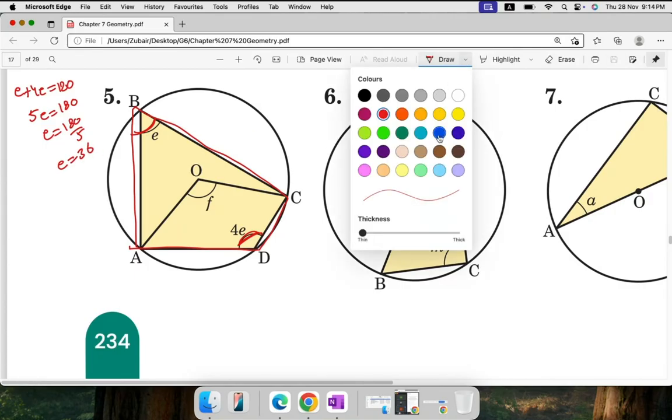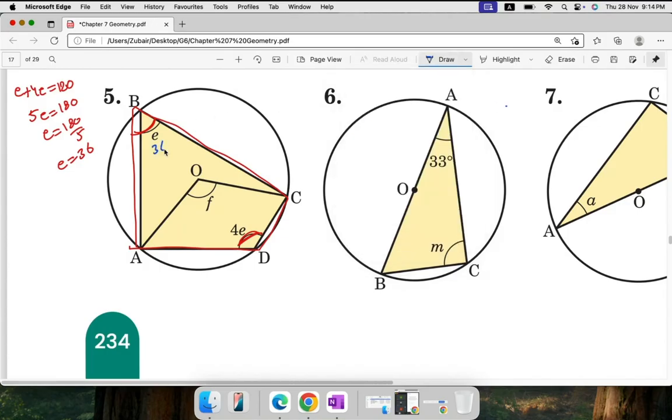And then we can do the F by 180 minus 36. Nope, it's a quadrilateral. This is 36. That is 4E, that is 144. But again, we are not subtracting this from 180 for F. F is twice of this 36. Angle at center is twice the angle at circumference.